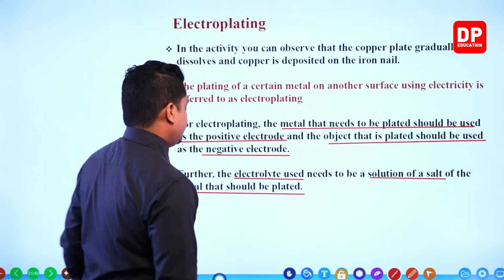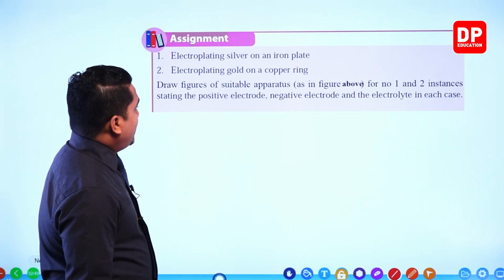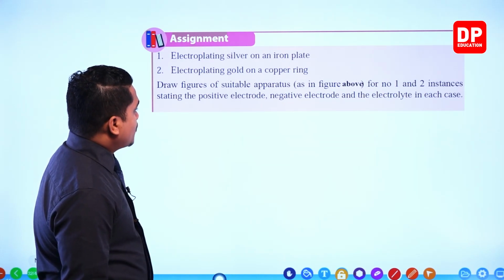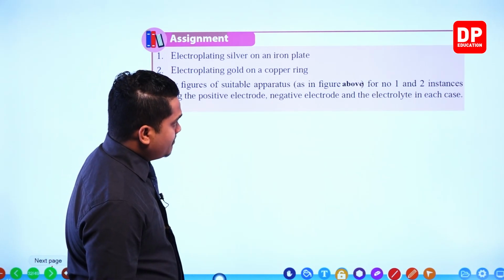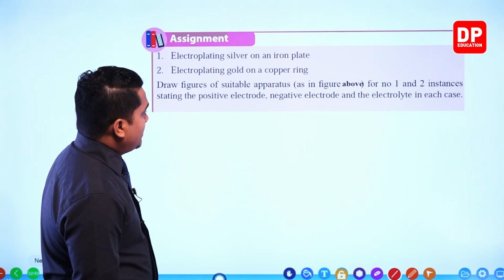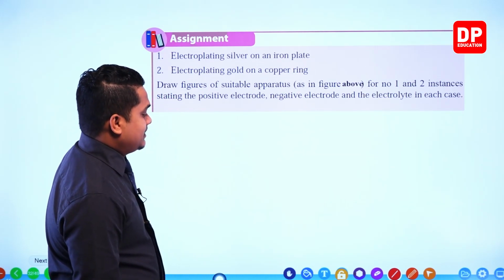Right then. So my dear children, you are given an assignment. Electroplating silver on an iron plate. Electroplating gold on a copper ring. Draw figures of suitable apparatus as in the figure above. For number 1 and 2 instances, state the positive electrode, negative electrode and the electrolyte in each case.